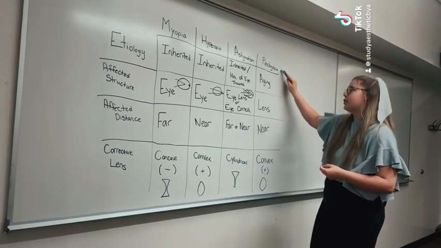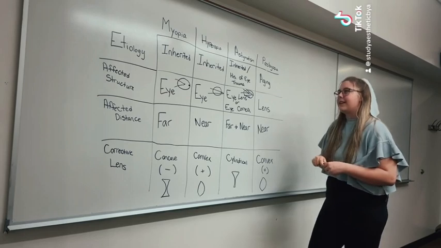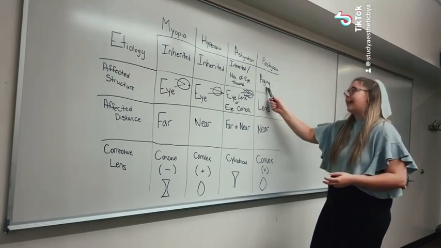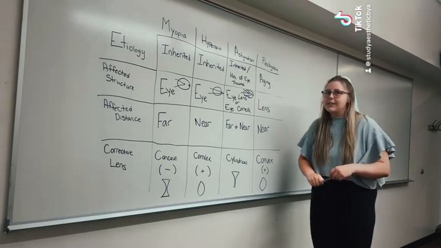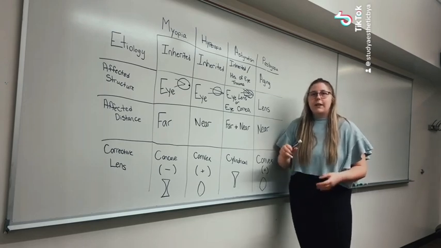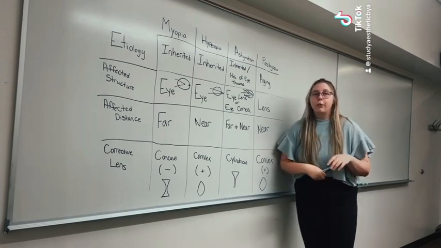Up next we have presbyopia. Presbyopia is an interesting one. It is due to aging, so everybody will get this. This is affecting our middle-aged people. It's going to start around 40.